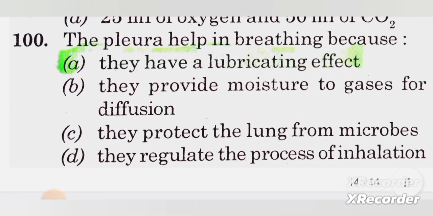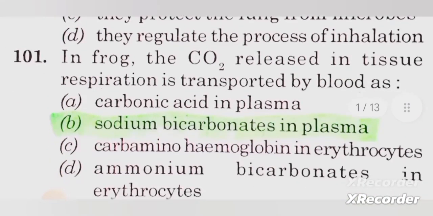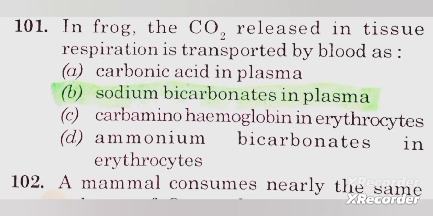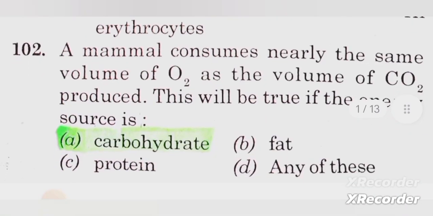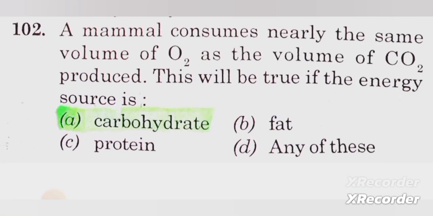At last, 100. The pleura helps in breathing because. Answer A. They have a lubricating effect. Next, 101. In frog, the CO2 released in tissue respiration is transported by blood as. Answer B. Sodium bicarbonate in plasma. Next, 102. A mammal consumes nearly the same volume of oxygen as the volume of carbon dioxide produced. This will be true if the energy source is. Answer A. Carbohydrate.